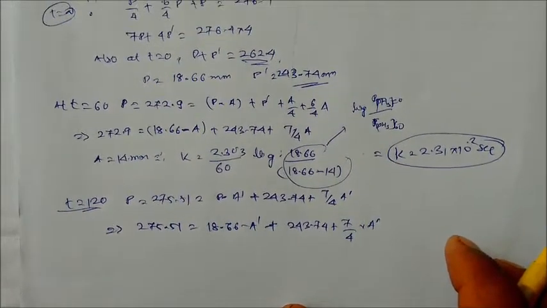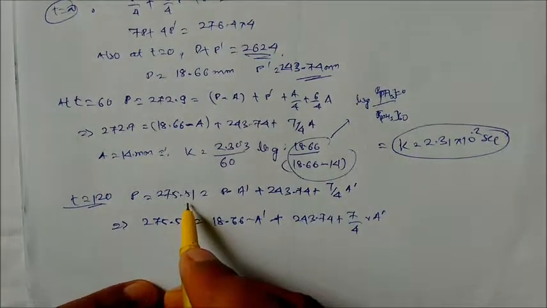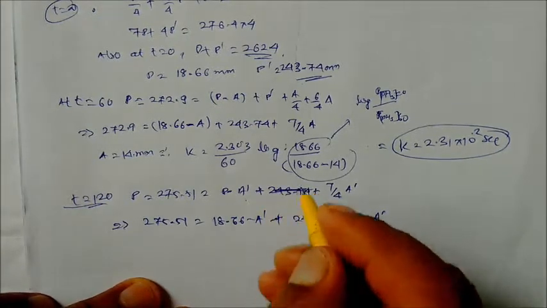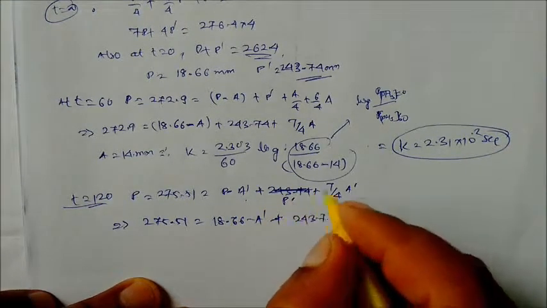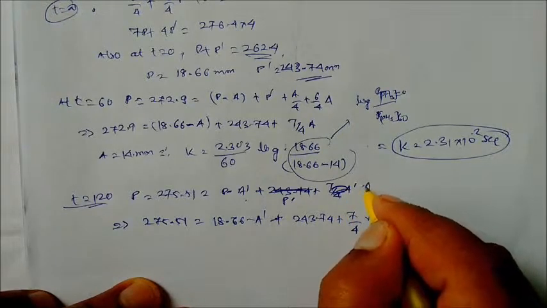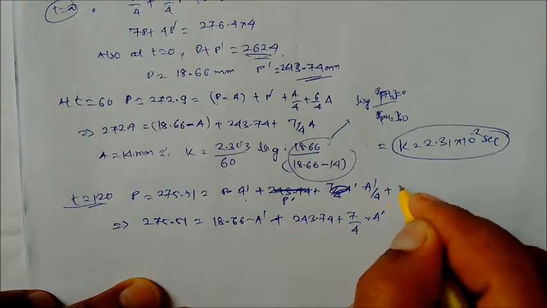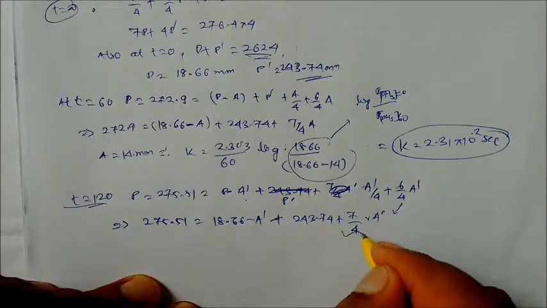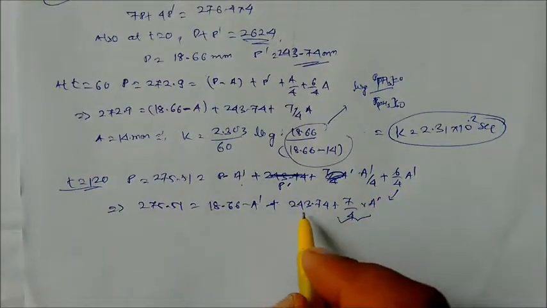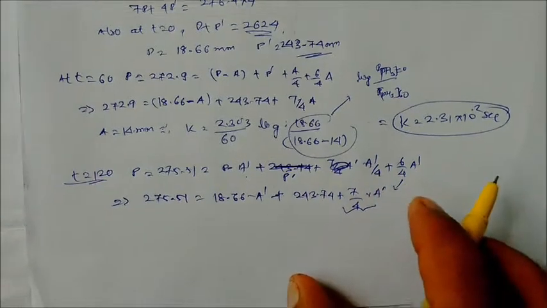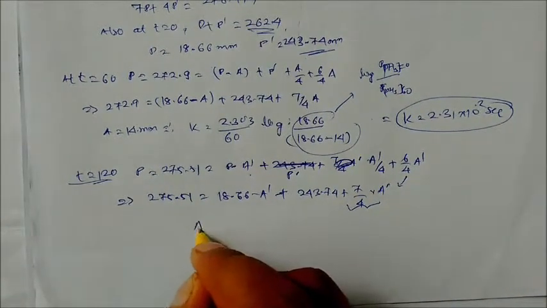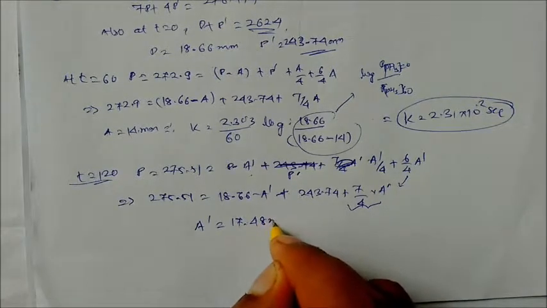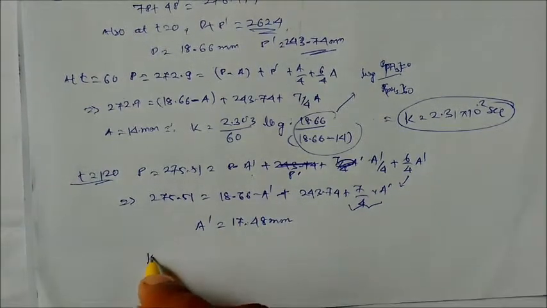One problem here: 275.5 equals P minus A dash, and you cut it by mistake, I have written this, here you write A dash by 4 plus 6 by 4 A dash. So if you solve it, you will get these equations. And P dash is not this one, it is an inert gas. So on solving here we will get A dash equal to 17.48 millimeter. Now K is equal to how much?